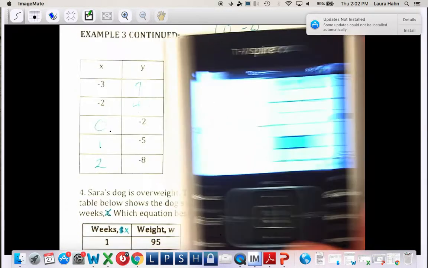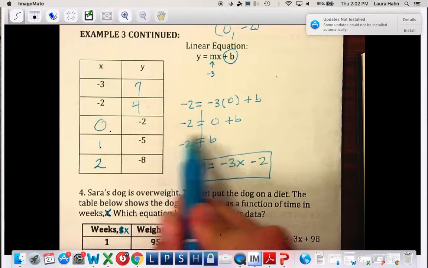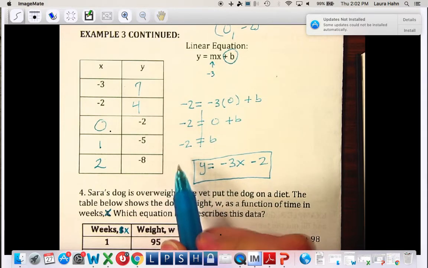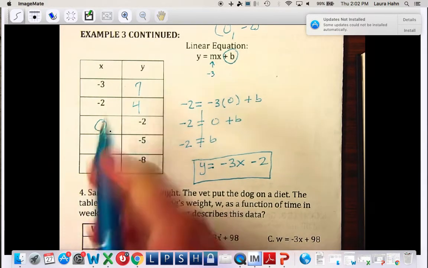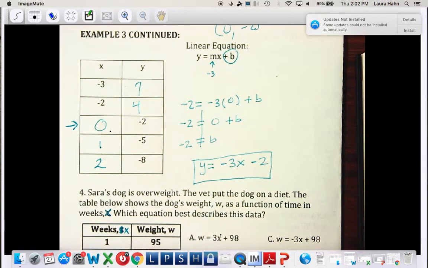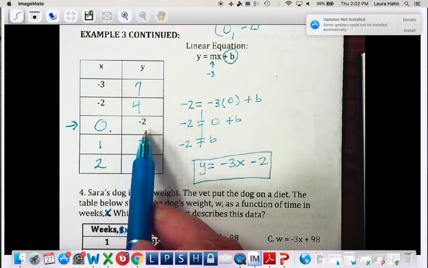Okay, let's go back to what I said about the y-intercept. Remember our y-intercept is negative 2? Earlier I told you the y-intercept is the y value when x is 0. So that should also make sense. So that's your y-intercept. It's the y value when x is 0.